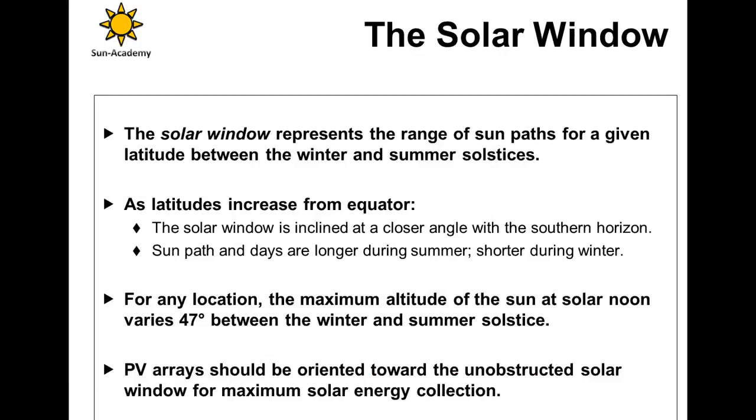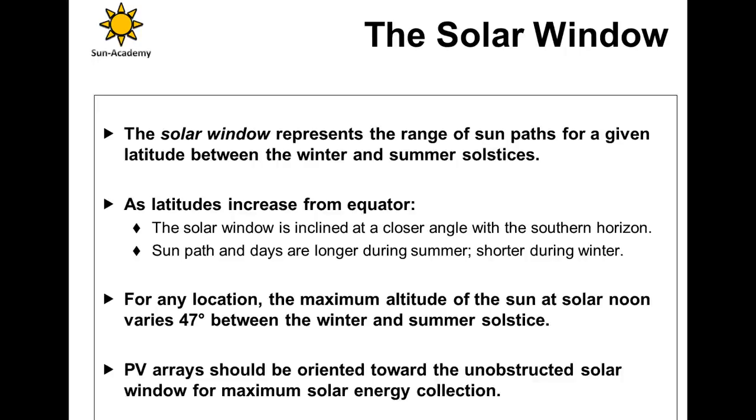The solar window represents the range of the sun's paths for a given latitude between winter and summer solstices. As latitude increases from the equator, the solar window is inclined at a closer angle with the southern horizon. Sun paths and days are longer during summer, shorter during winter. For any location, the maximum altitude of the sun at solar noon varies 47 degrees between the winter and summer solstices. PV arrays should be oriented towards the unobstructed solar window for maximum solar collection.